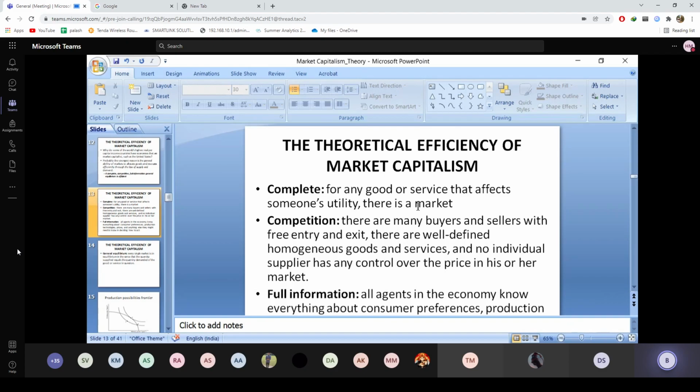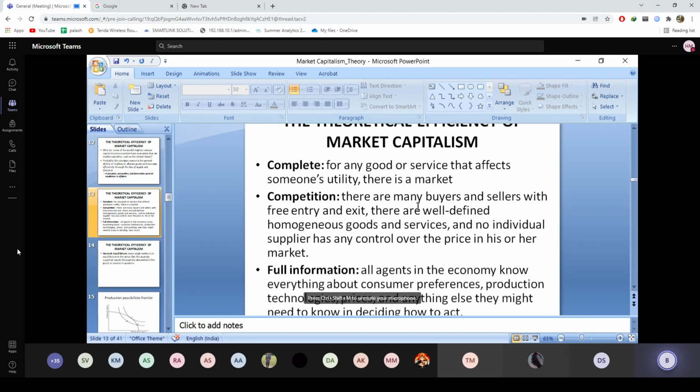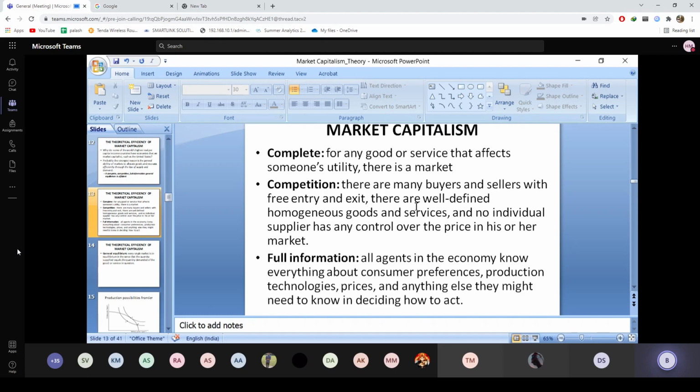Okay, then the third is full information. That means that all the agents involved in the economy know everything about consumer preferences, production technologies, prices, and anything else they might need to know in deciding how to act. Okay, so both the buyers and sellers have full information about everything involved in the process of production and consumption.